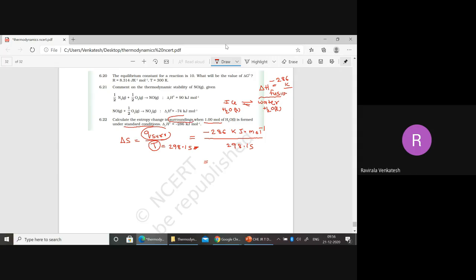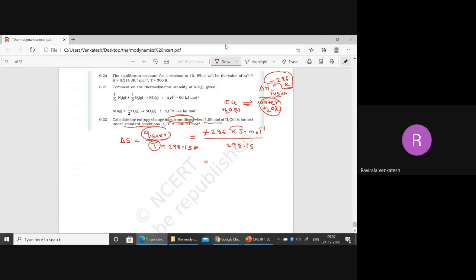They are asking about the surroundings because in this process, the formation of liquid water, 286 kilojoules of heat is liberated. This much amount of heat is liberated, and the surroundings will absorb this heat. Correct? The surrounding is absorbing the heat, so I have taken plus 286 here. Because they're asking for the entropy change of the surroundings, it is Q surrounding by temperature. So plus 286 by the temperature.